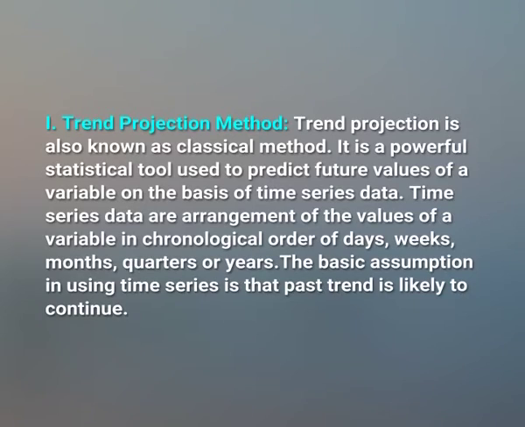So, we will discuss the first one first of all, which is trend projection method. Trend projection is also known as classical method. It is a powerful statistical tool used to predict future values of a variable on the basis of time series data. Time series data are arrangement of the values of a variable in chronological order of days, weeks, months, quarters or years. The basic assumption in using time series is that past trend is likely to continue. In most time series data, we see phases of fluctuation in the values of the variable over time.